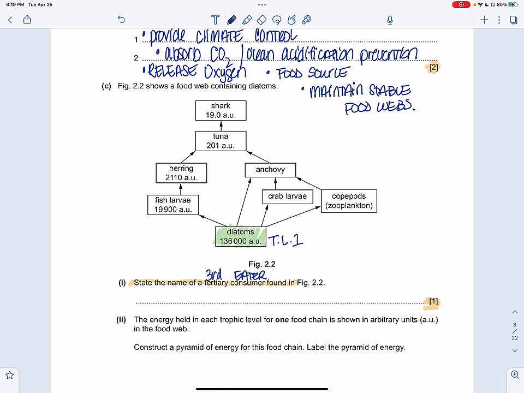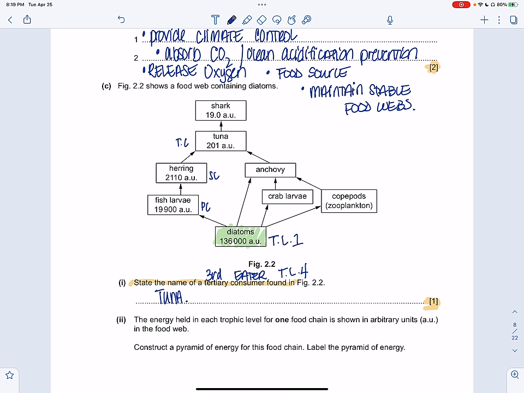And you guys haven't had a food chain or food web yet on your test, so this could be something to also prep for. A third eater. So this is going to be anything on trophic level 4, because that's including trophic level 1 being the producer. Okay, state the name of one. You only need one. So we'll just go through it. I'll start on the left side. So we have diatom. That's your producer. Fish larvae is a primary consumer. Herring there would be a secondary consumer. And tuna is a tertiary consumer. Okay, so tuna can be one.